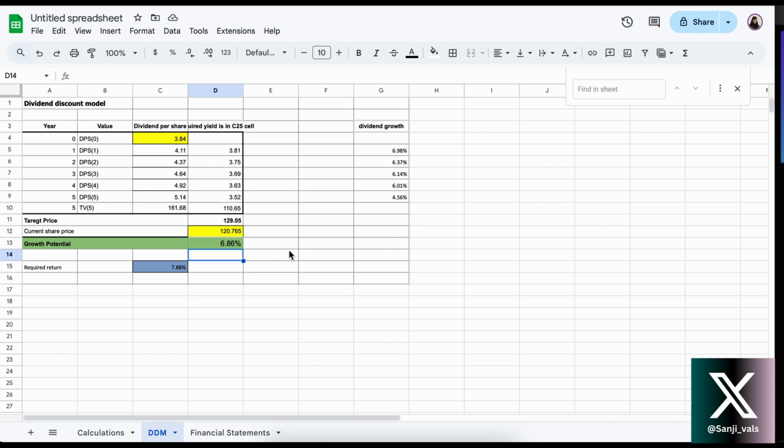Again, if you want to watch the video on how to calculate the stock fair value using the DCF model, you can watch the previous video.